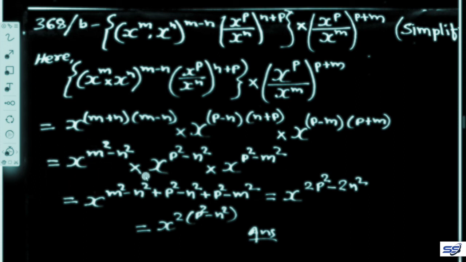Now here the base x is the same, so the powers shall be added: x to the power m square minus n square, plus the power of the second one p square minus n square, plus the power of the third one p square minus m square. Here positive m square and negative m square cancel each other. In this way p plus p is 2p square, and minus n minus n is minus 2n square, so here comes x to the power 2p square minus 2n square. Here 2 is common in both, so x to the power 2 into p square minus n square. And this is our required solution of this problem from indices.